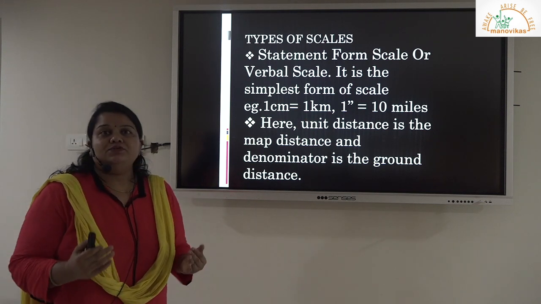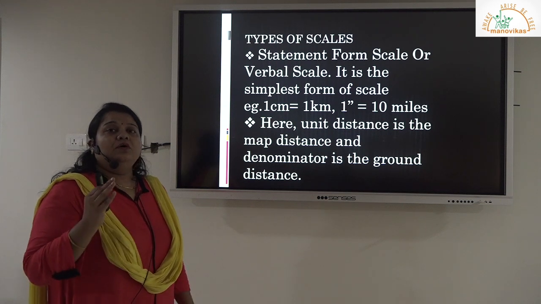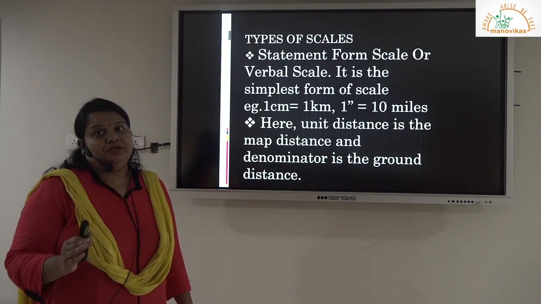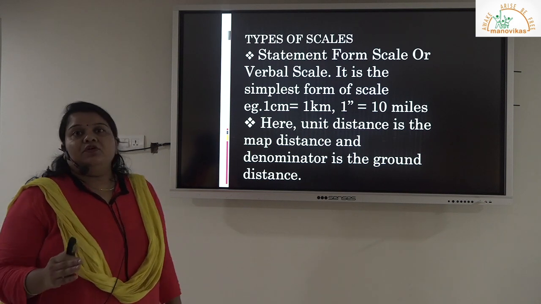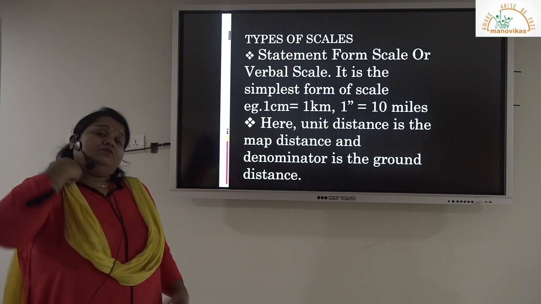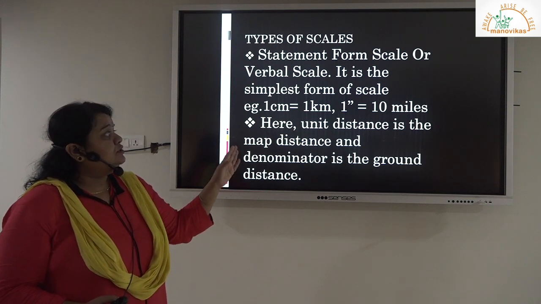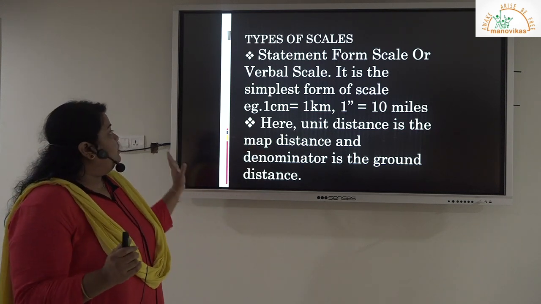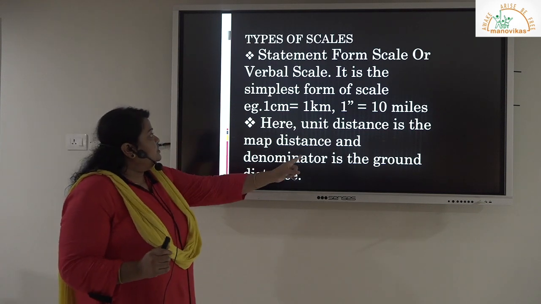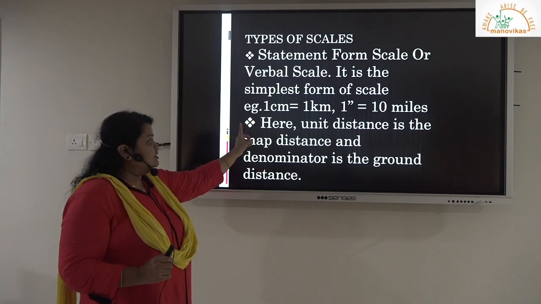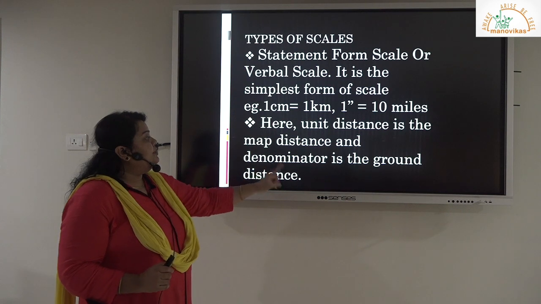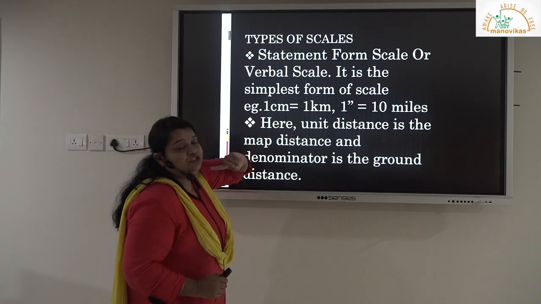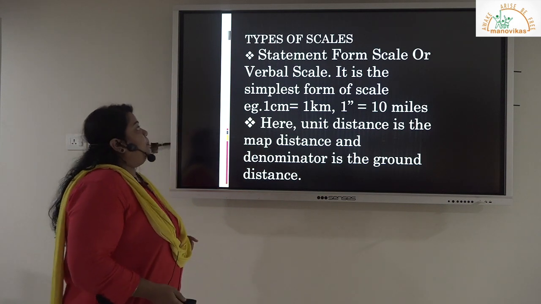We in India use the numerical system, so we follow the metric system, so we follow meters, kilometers, whereas in the Western world they follow 1 inch to 10 miles, or they use yards and so on. Now here the numerator is the map distance and the denominator is the ground distance. That means the first distance is your map distance and the second distance is your ground distance.